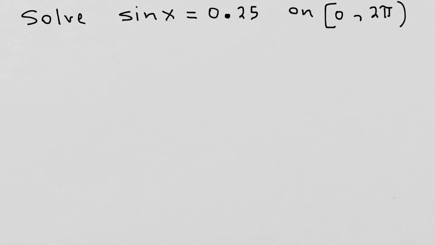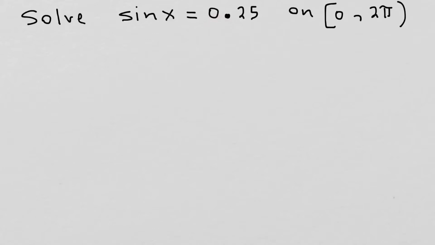In this example, we're asked to solve a simple trig equation. However, this time we're not using one of our special angles on the unit circle, so we're going to have to use the calculator to find these angles. Meaning this is 1/4, and that isn't the sine of any of our special angles on the unit circle. Okay, so this is going to require some using of the calculator.